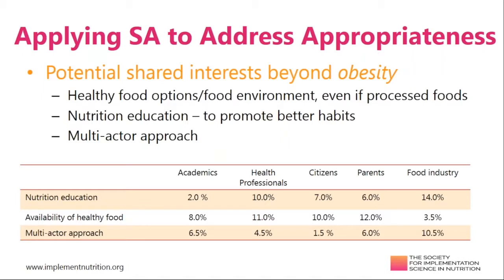Not only can you use stakeholder analysis to align around the issue, but you can also use it to identify potential shared interests among the different stakeholders, interests that could be further leveraged to promote the aims of the guideline. The other interests revealed in our data were a desire for healthy food options or a healthy food environment, even if it meant allowing processed foods in schools. There was a desire for nutrition education and using this to promote better eating habits among the children. And there was also a desire for a multi-actor approach.